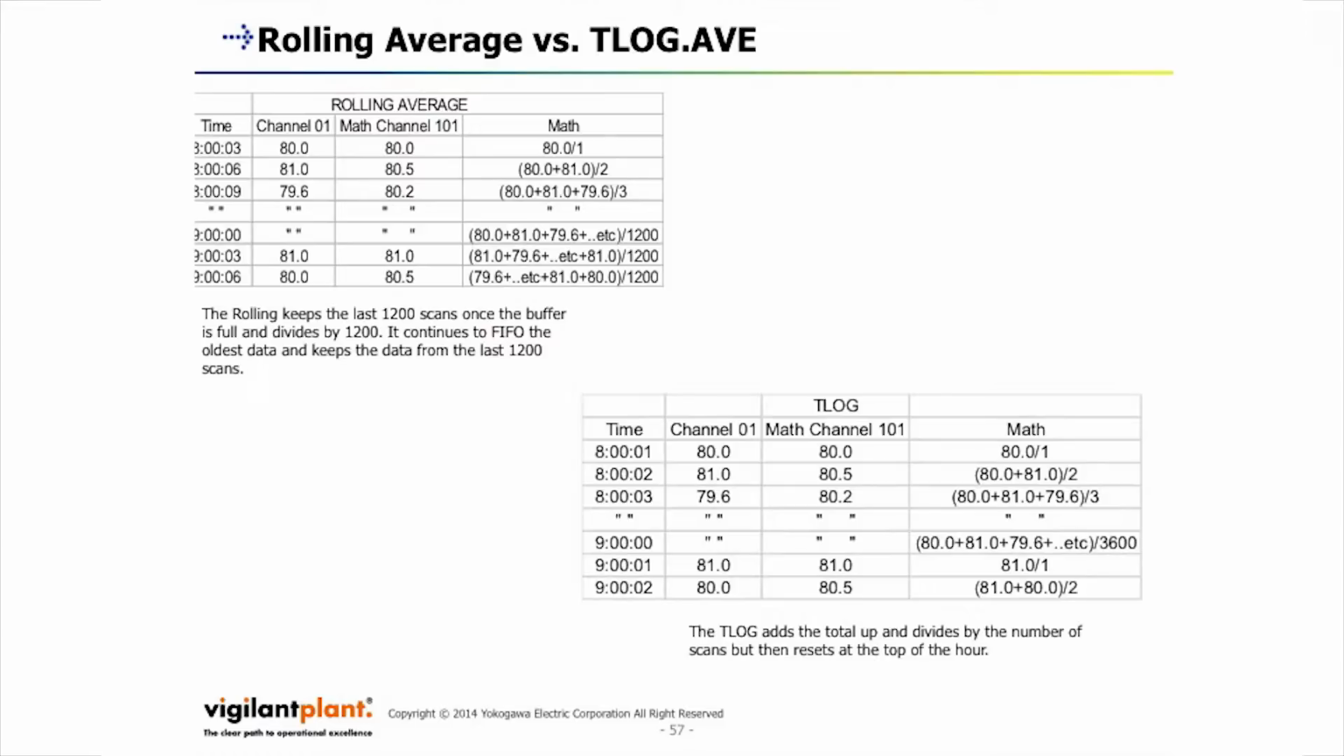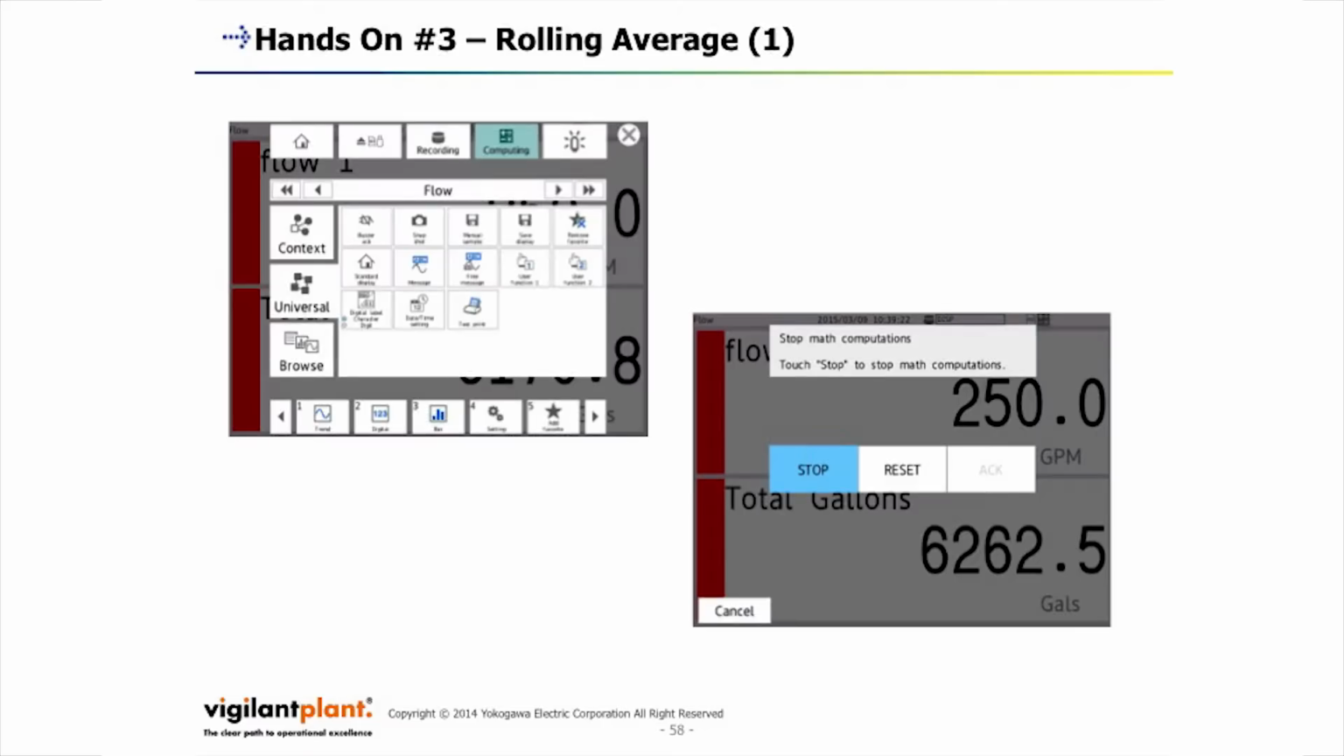But just remember, when you reset it, the new total is the value that you see divided by 1 when you do that reset. Whereas with a rolling average, once the buffer gets filled, when it rolls over, the new value is buffered in with the other 1,199 samples. So that's the difference between a rolling average and a T-log average.